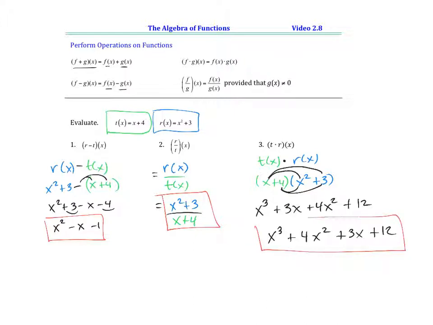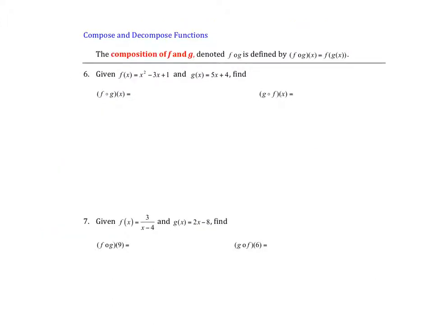Okay, so there you go. You just do your algebra on each of those, and just be careful here with a division, there would be a domain restriction there. x cannot equal negative 4. All right, when we're composing functions, this is written f of g of x. Both of these ways of writing that are identical.